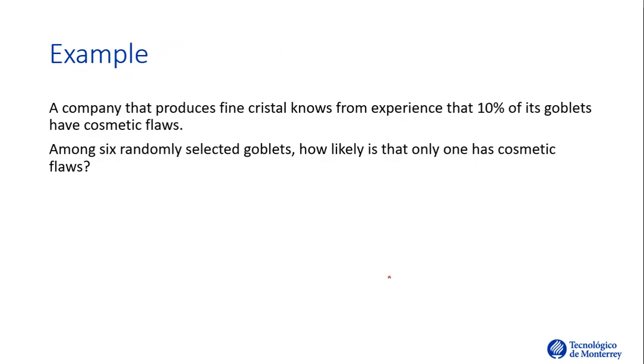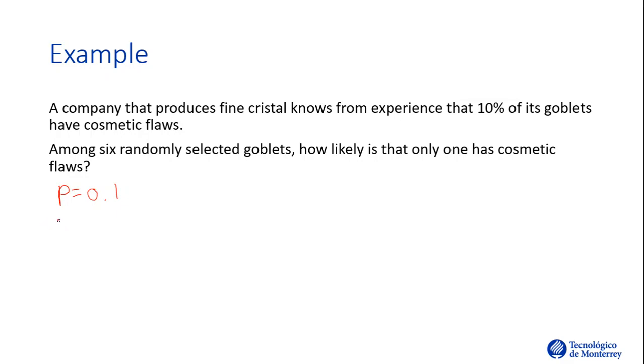Let's look at an exercise. A company that produces fine crystal knows from experience that 10% of its goblets have cosmetic flaws. Among 6 randomly selected goblets, how likely is it that only one has cosmetic flaws? The first thing we need to do is to find out what the parameters are in this exercise. The first parameter is the probability of success, P, which is said to be 10% of all the goblets. In other words, just 0.1.